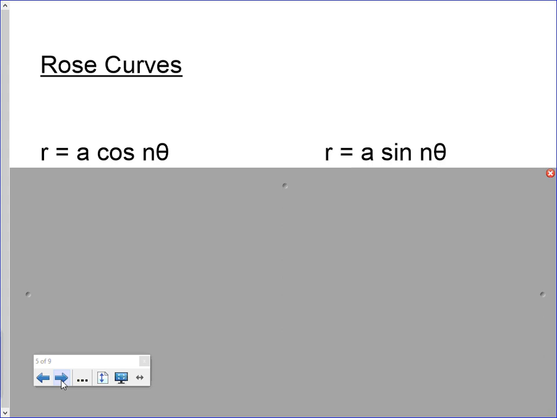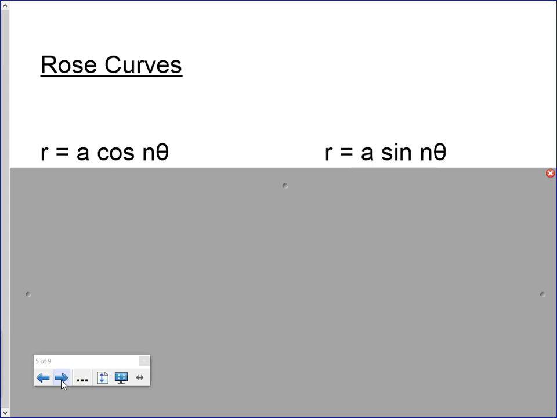What else does the equation tell you? Besides the number of petals, what would A be responsible for? The length. The length of your petal, right? Just like it's responsible for how far out your circle goes, the A value here is going to be the length of the petal in the curve.